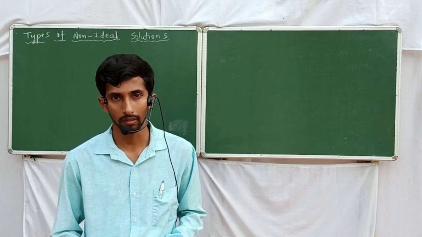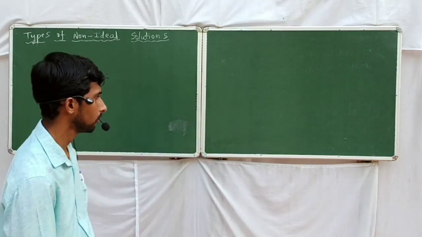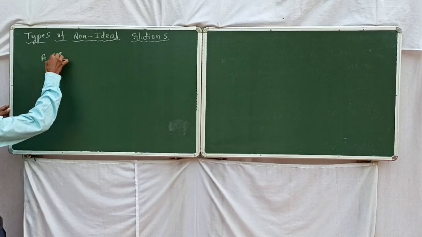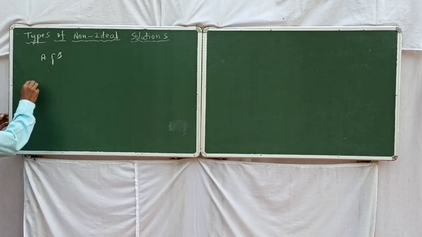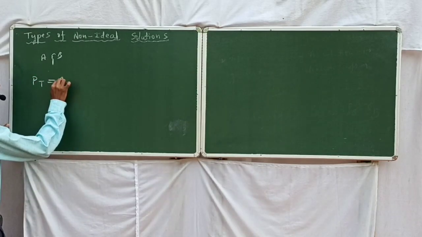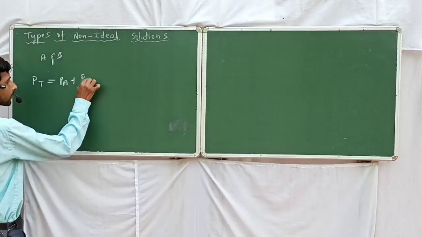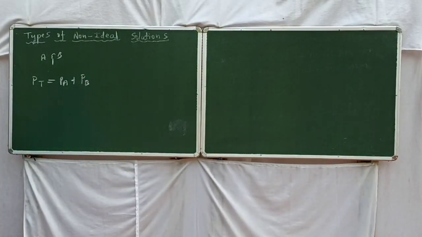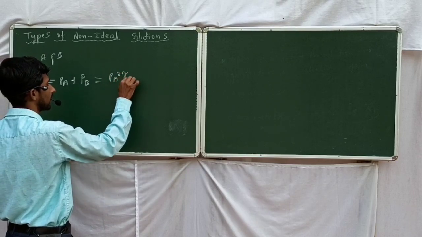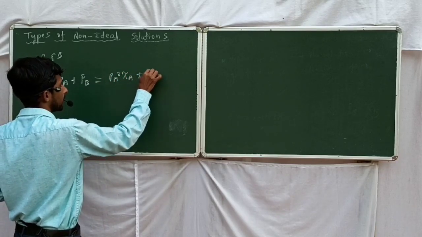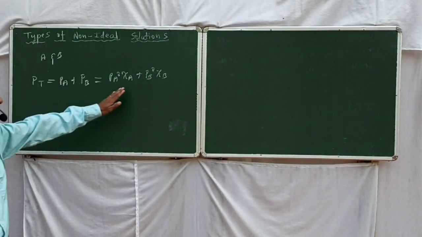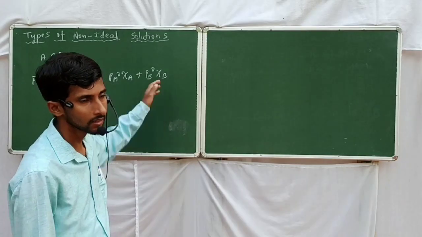Suppose you take an ideal solution, consider an ideal solution of two components A and B. Then, according to Raoult, the vapor pressure of the solution is equal to the sum of the partial vapor pressures of the components in the solution. That is, in terms we can write PA naught into xi A plus PB naught into xi B. Solutions which obey this expression are called ideal solutions.